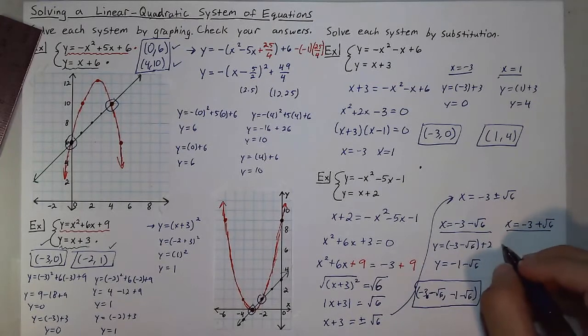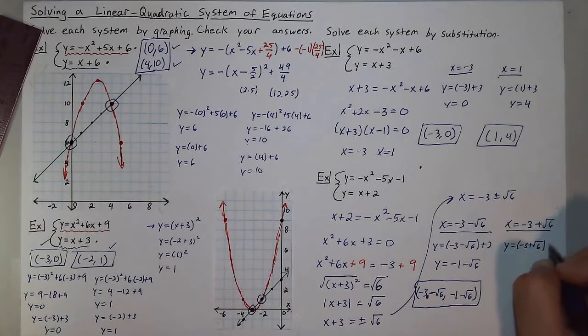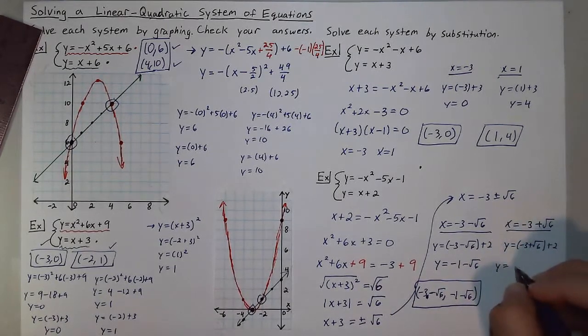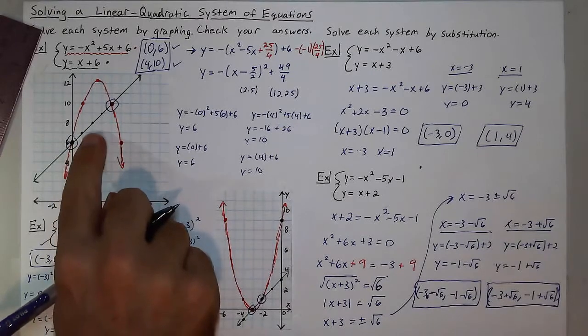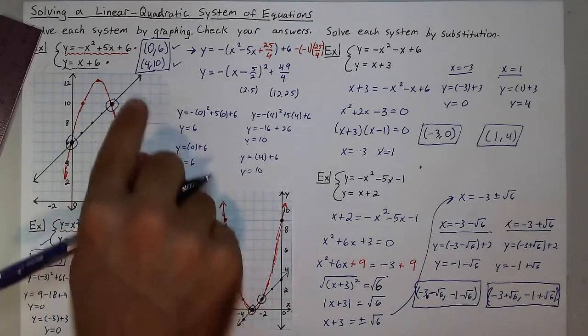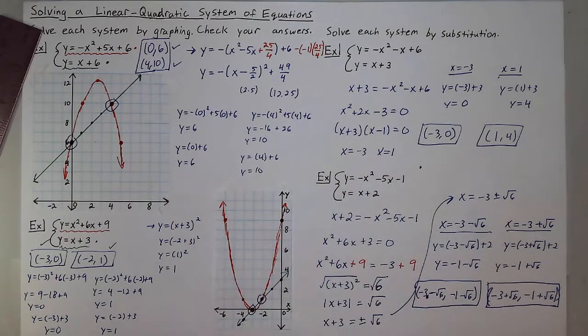The other solution, plugging it into the second equation, is y is equal to negative 3 plus the square root of 6 plus 2. Give me y is equal to negative 1 plus the square root of 6. So the other solution would be negative 3 plus the square root of 6, comma, negative 1 plus the square root of 6. So these are irrational solutions. So where they would cross on the grid, it would be at some point not on a lattice point where the two lines cross. So this is probably the more ideal way to solve this type of system, since we couldn't necessarily see where they would exactly cross. And that is how you solve a linear quadratic system of equations.